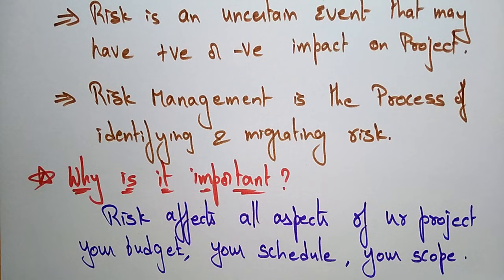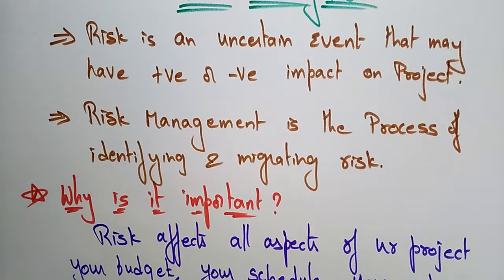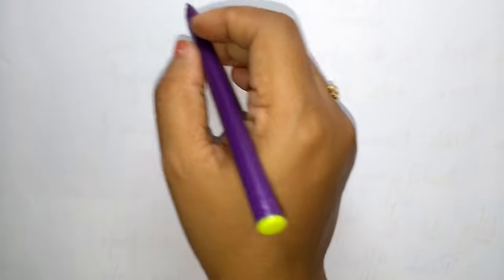Risk management is a process of identifying and mitigating the risk. So if you want to develop any project, you have to know about risk management also. Is it important? Yes, it is important because it affects all aspects of your project, like your budget, your schedule and your scope. It increases the probability of positive events and reduces the occurrence of negative events also. So what does risk management include?